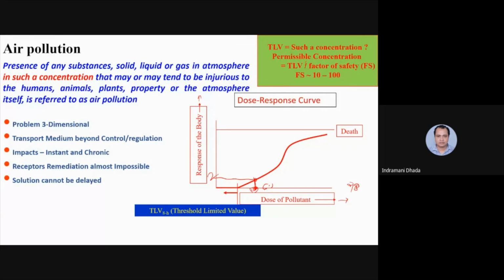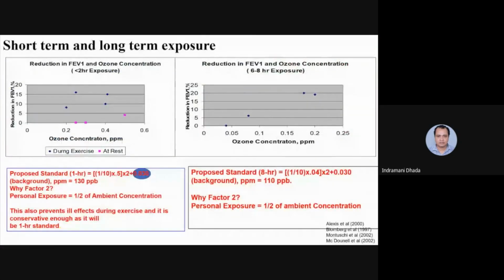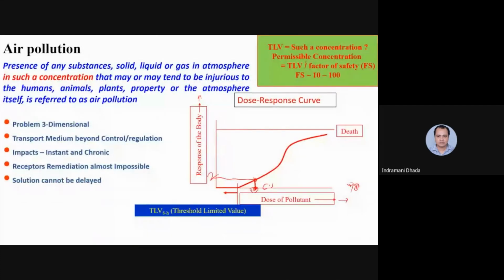So the scientists have come up with some concentration which is made as the standard, what we can see here. In the next slide I'll show how we are making the standards. Just come to this point that from this dose response curve we are getting the standard concentration of those pollutants.